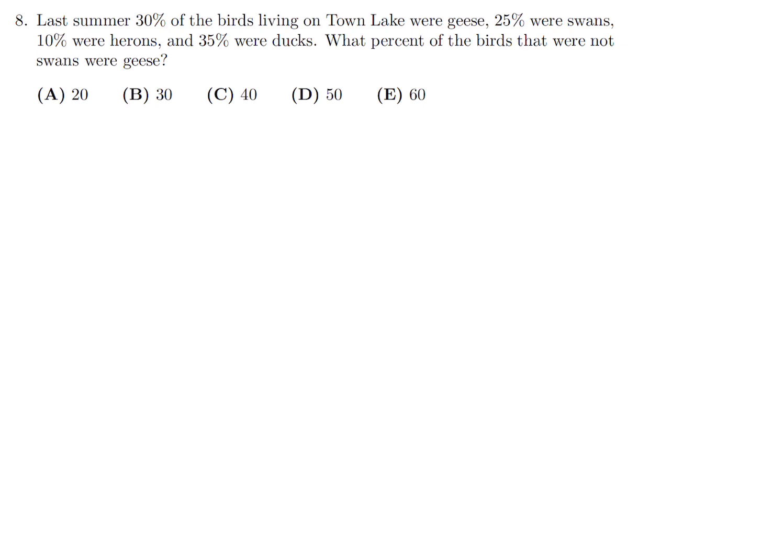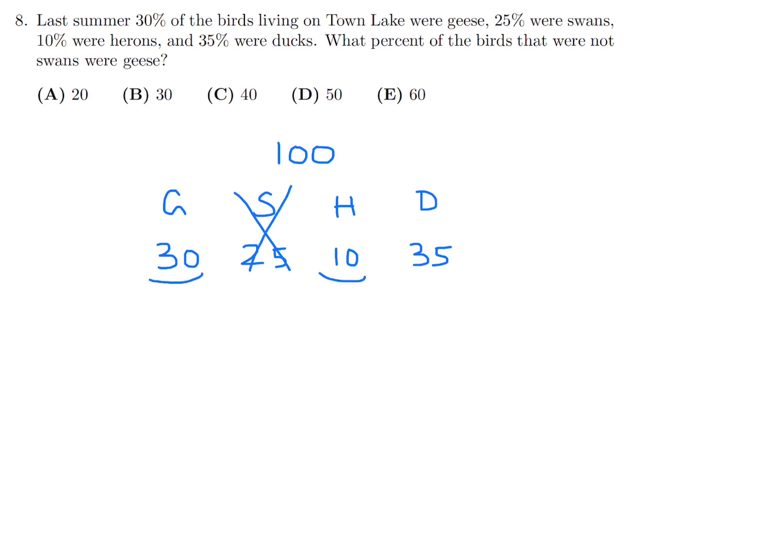Last summer, 30% of the birds living on Town Lake were geese, 25% were swans, 10% were herons, and 35% were ducks. What percentage of the birds that were not swans were geese? Let's just say there's 100 birds. That means geese, there's 30. Swans, 25. Herons, 10. And ducks, 35. So they're saying what percentage of the birds that were not swans, so we don't want to talk about swans, just these guys. Of these, what percent were geese?